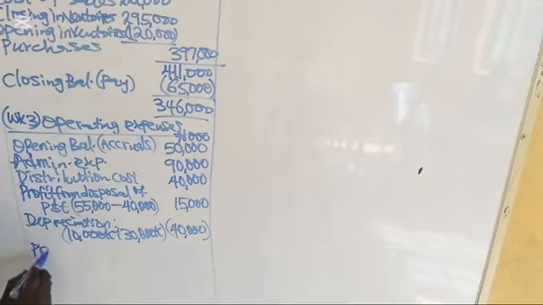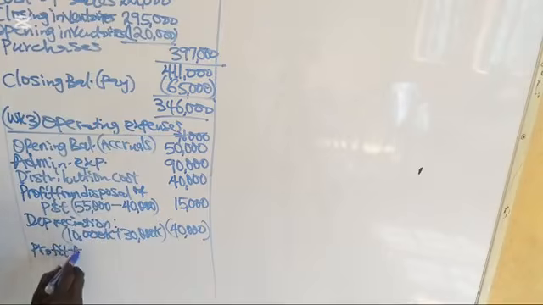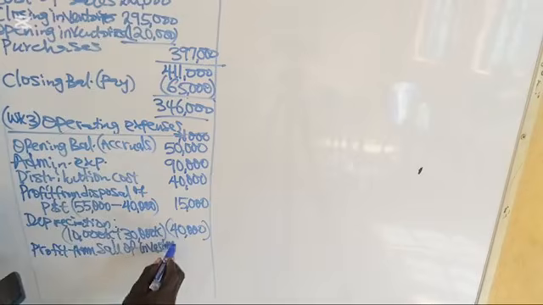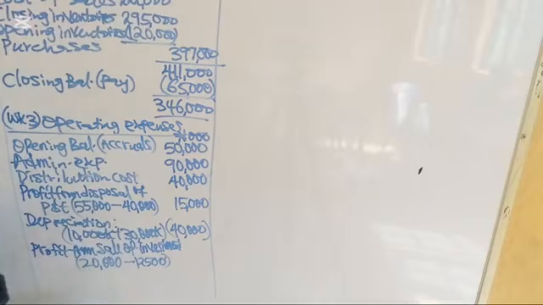Profit from sale of investment, which is 20 million minus 12.5 million. So what will be the difference? 7.5 million. Hope you are following me.